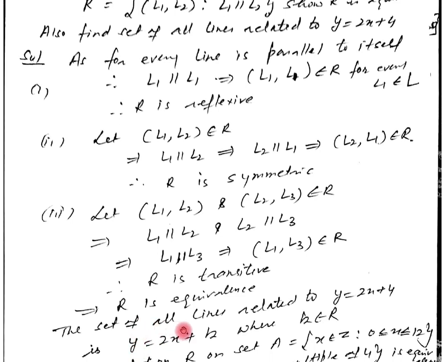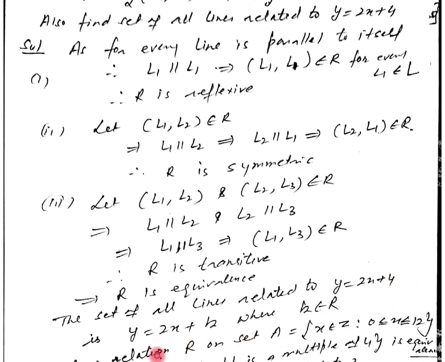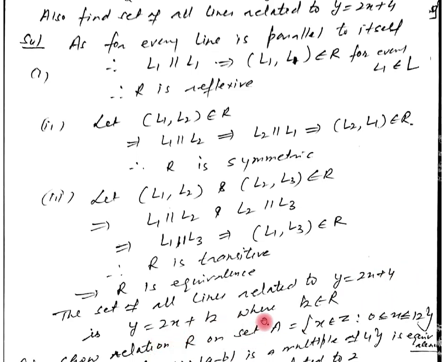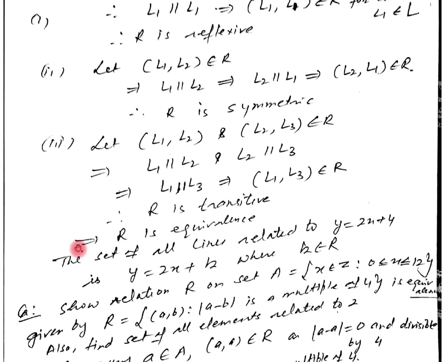Now the second point of the question is here. We have to find out the set of all lines related to this. It means the set of all lines parallel to this line, because the relation is parallel lines. So the set of all lines related to y equal to 2x plus 4 can be written as y equal to 2x plus k, where k belongs to R, meaning any real number. Because if two lines are parallel, their coefficients of x and y are the same. This we have learned in the 11th class in coordinate geometry. If we change this k, we get the lines parallel to the given line. This type of question can be asked as a 4 marks question in the board exam.